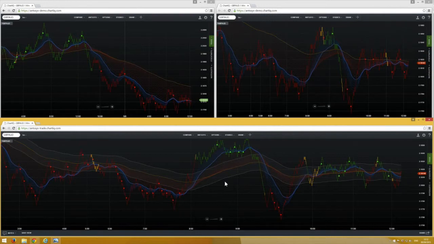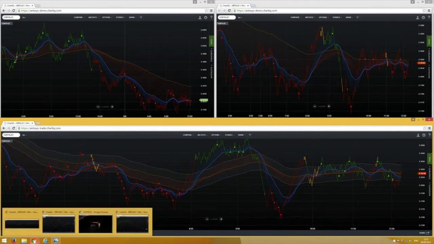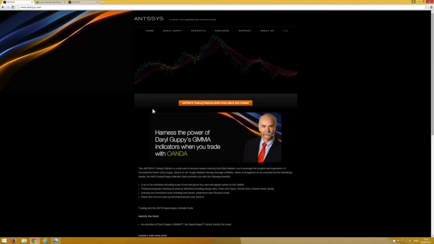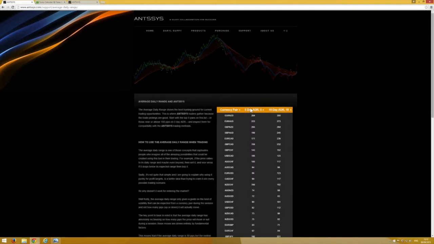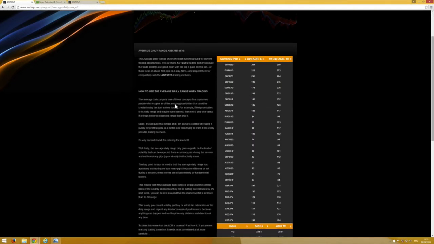So the way that we do that, practically speaking, the actual physical setup, is every single day on our website, for those of you who don't know, just go to ANTSSYS.com, and under the support tab, you'll see a link to average daily ranges. Now, why are average daily ranges important? Okay, just to explain again the science behind it.